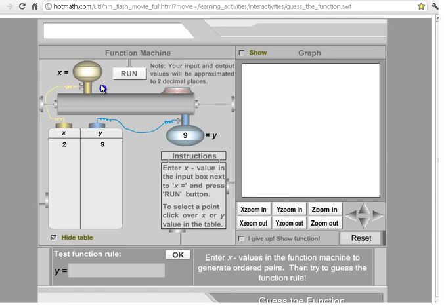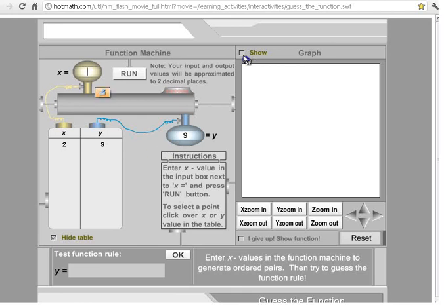Anybody have an idea of what the rule could be there? It could be x plus 7. What's another rule it could be? It could be 2x plus 5, yeah? 3x plus 3. 4x plus 1. 5x minus 1. How many rules could you come up with for this if we only have 1 point?